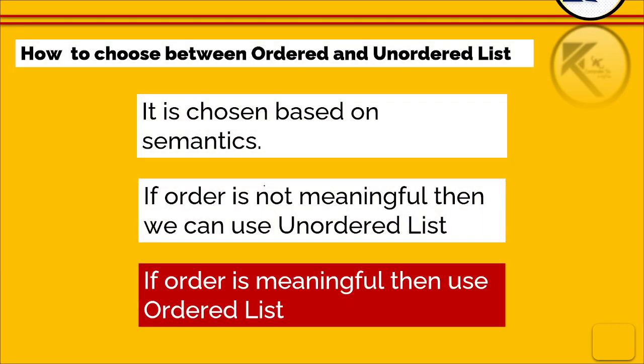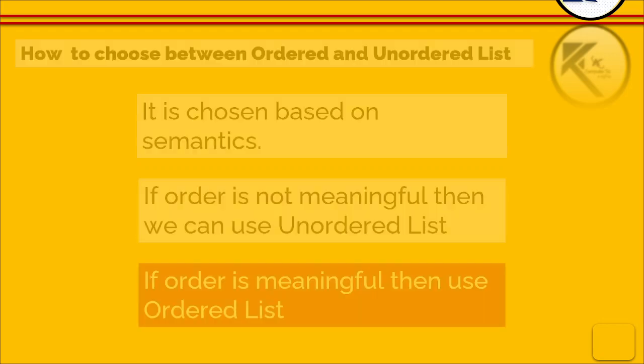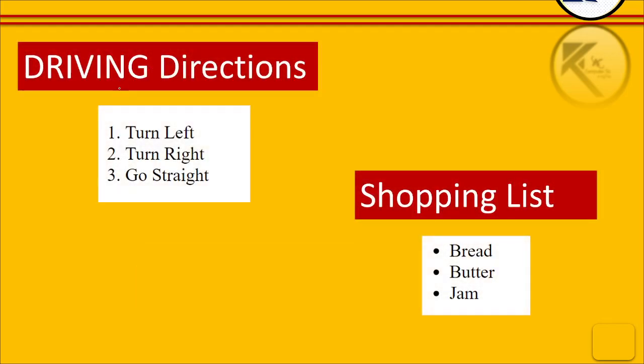So it is based on the semantics. If order is not meaningful, then you can choose unordered list. But if order is very meaningful, and we just can't change it, then you should always go for ordered list. One very good example is driving directions.